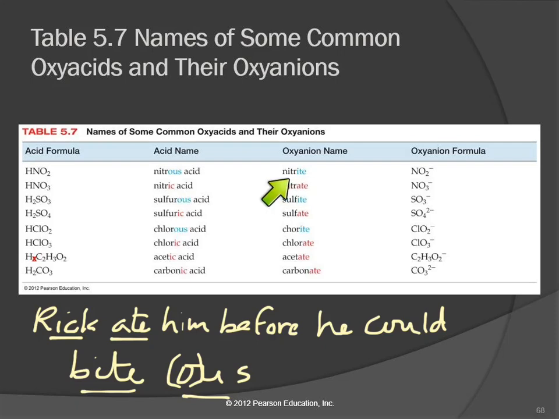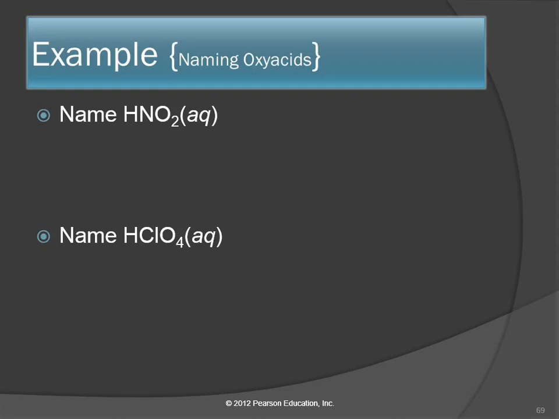So ite, nitrite, becomes nitrous acid. Nitrate, ate and ick go together, becomes nitric acid. And that is the pattern for all of these oxyanions. There is no hydro prefix in front of any of these. If it's got oxygen in it, we do not use the prefix hydro. That's only for the ones that do not have oxygen. Any questions? Well, I ended up talking about this one a lot.